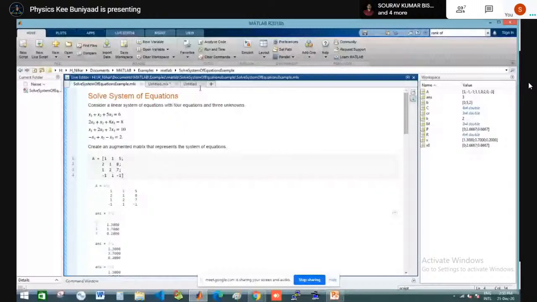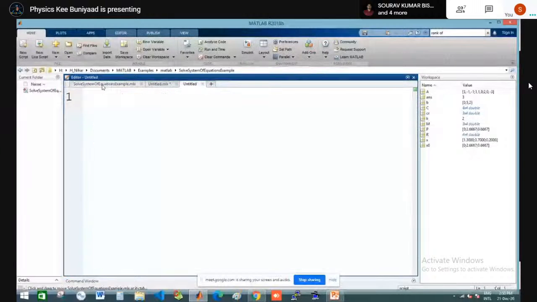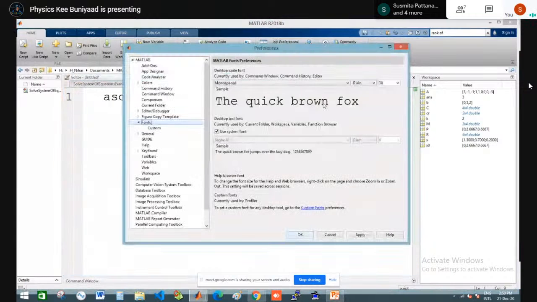Let me check again. Now it is visible. If you want, you can increase it further, and you can repeat the same thing: 32, 36, 40. Then you will find the changes.